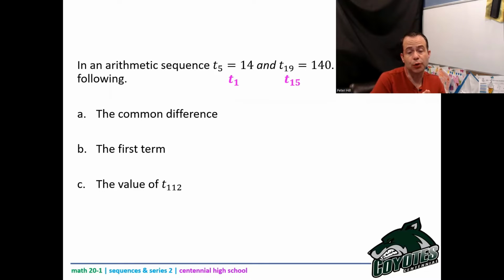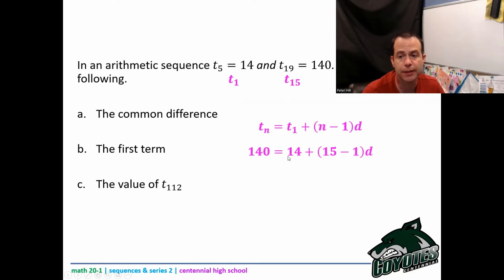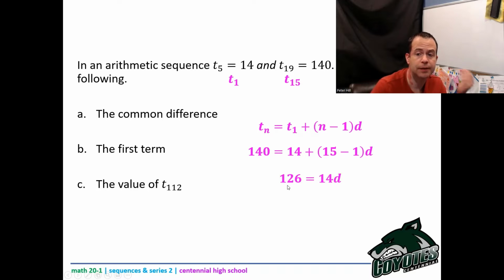Now I'll go to my arithmetic formula, which is t of n equals t1 plus (n minus 1)d. I know t1 is going to be 14. I'm going to plug 140 in for t of n, as long as I plug 15 in at the same time for n. That gives me enough information to figure out what d is. I know 15 minus 1 is 14. I'm going to subtract this 14 from both sides and then divide by 14, and I get a common difference of 9.